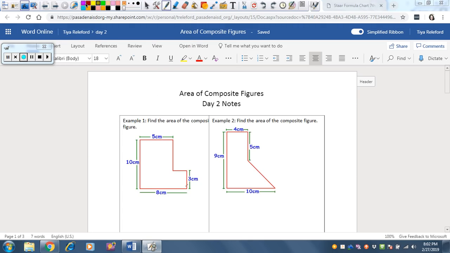So remember, the name of the game with composite figures is breaking the weird shape down into shapes we know. And there's always a bunch of different ways to do it. So with example 1, I would cut it here. That is not the only place to cut it.